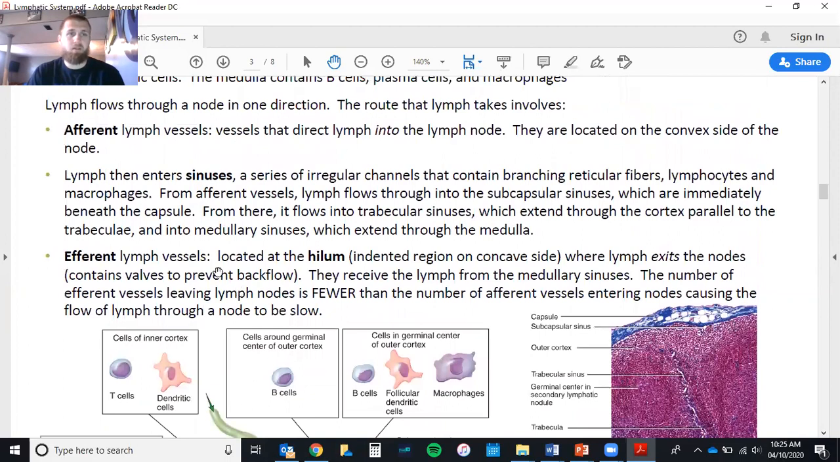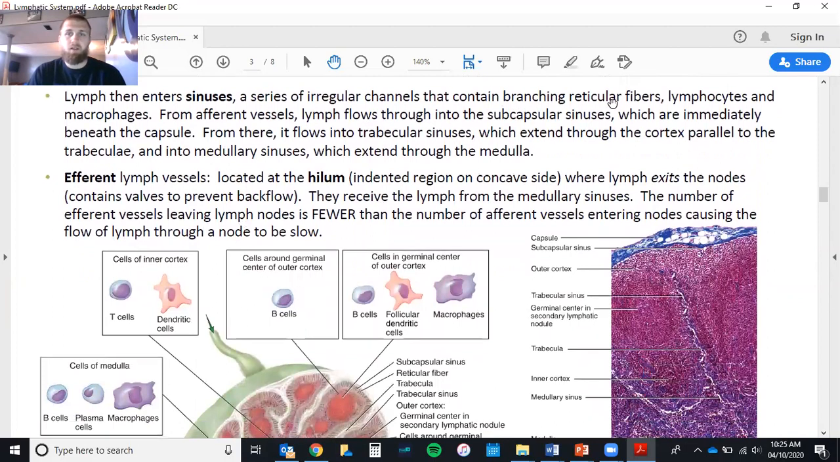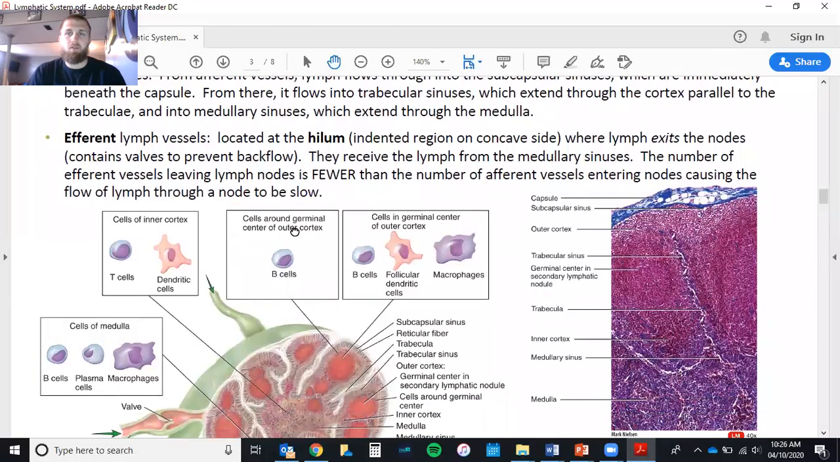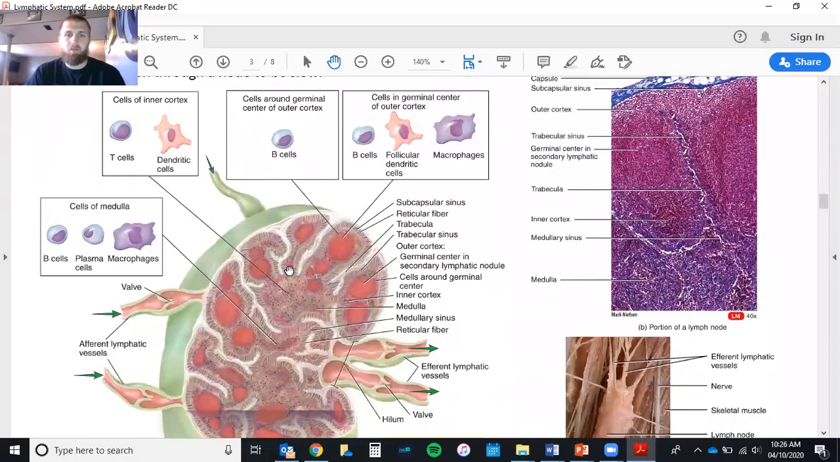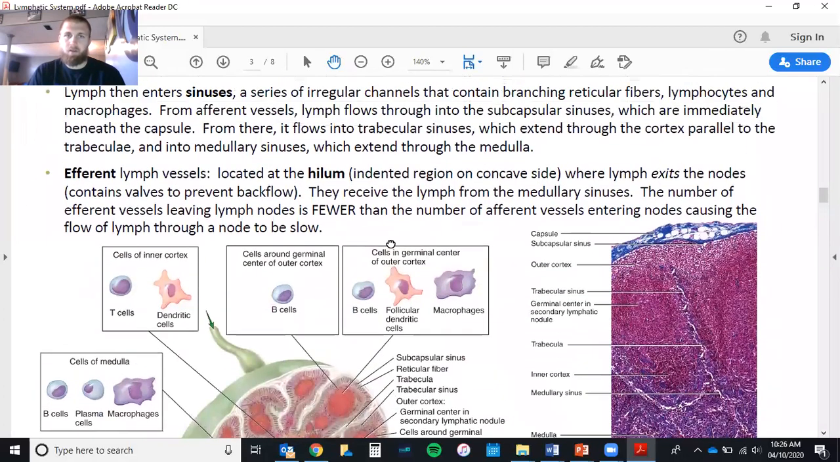Those passageways that the lymph flows through are called sinuses, a series of irregular channels containing branching reticular fibers, lymphocytes, and macrophages. From afferent vessels, lymph flows through the subcapsular sinuses first. Subcapsular sinuses are just underneath the capsule, which is why they're called subcapsular. From there, the lymph flows through trabecular sinuses, which extend to the cortex parallel to the trabeculae, and then finally into the medullary sinuses, which are close to the concave surface, on the other side of the node.